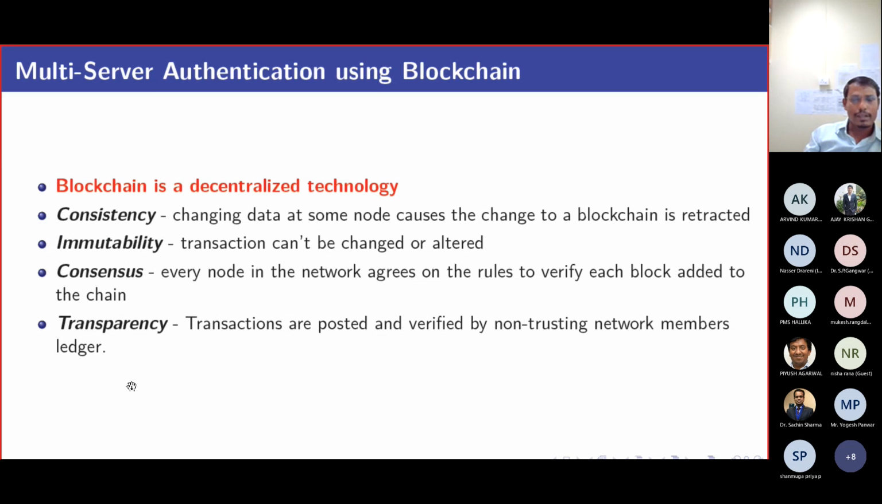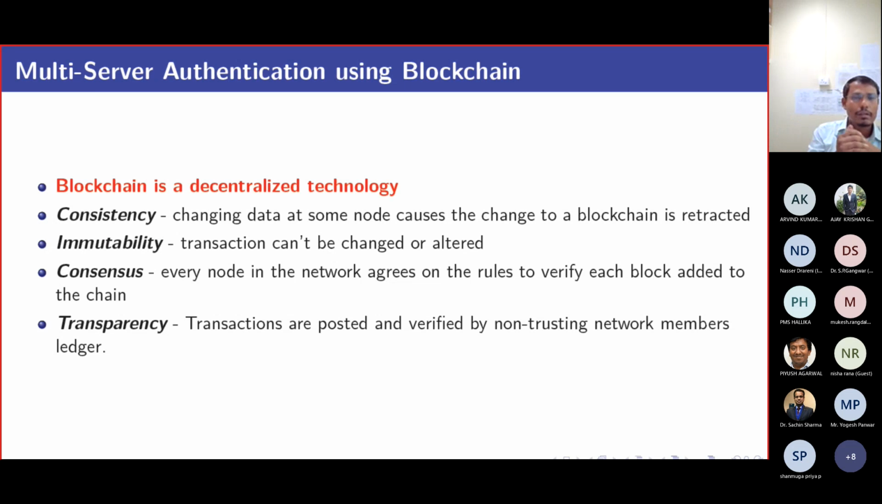So it has certain properties like consistency. You know, blockchain is like a linked list, a chain of nodes, right? Suppose you are considering 100 nodes, 1 to 100. Suppose you want to change the 50th node, but you cannot change it because the property of the blockchain says that if you want to change the 50th node, you have to change all the nodes from 1 to 50, and that takes huge computation, right?